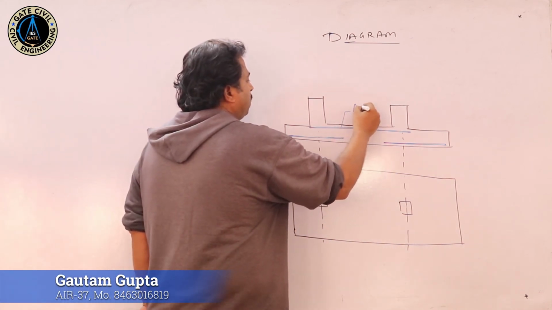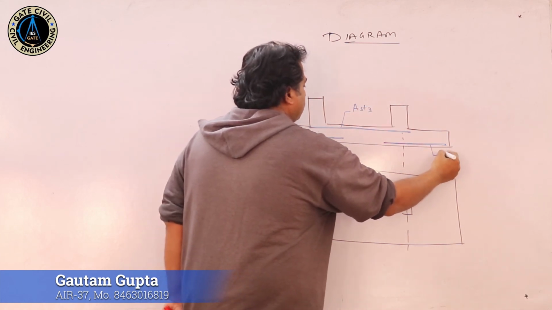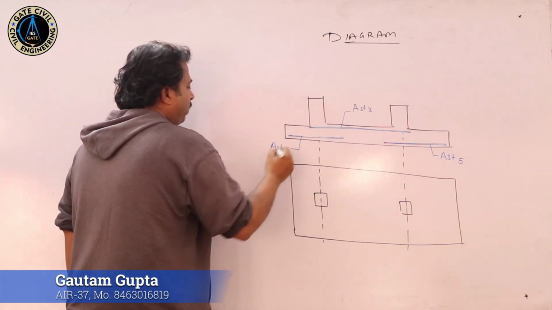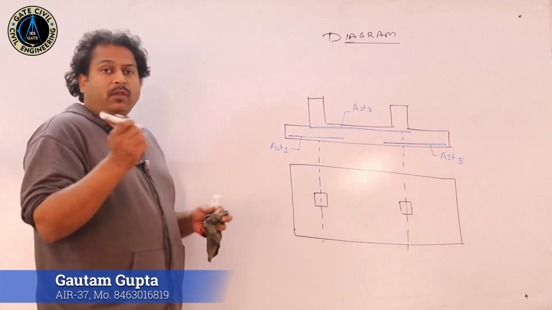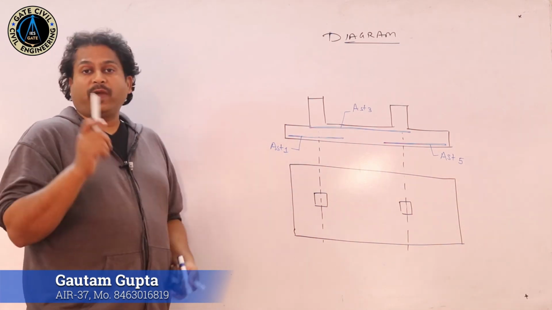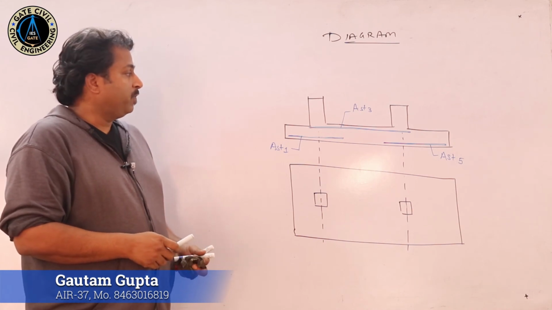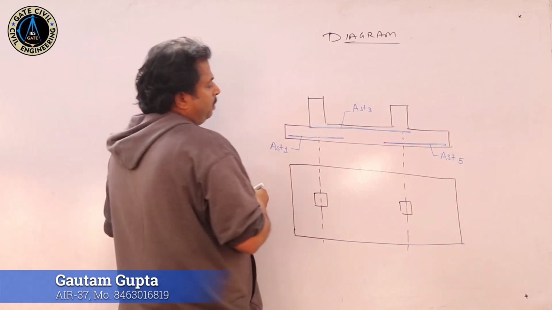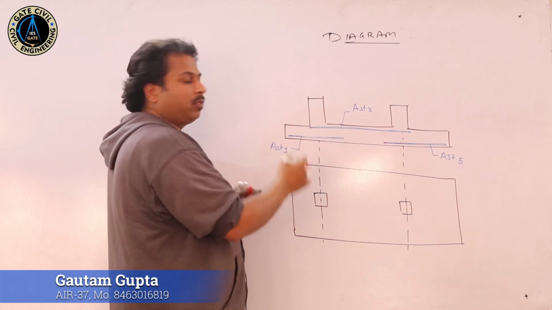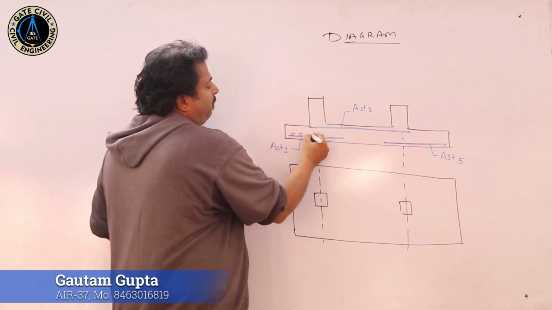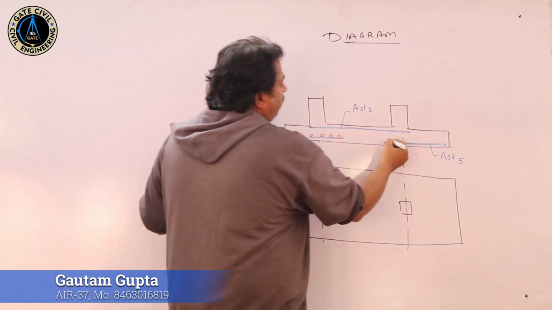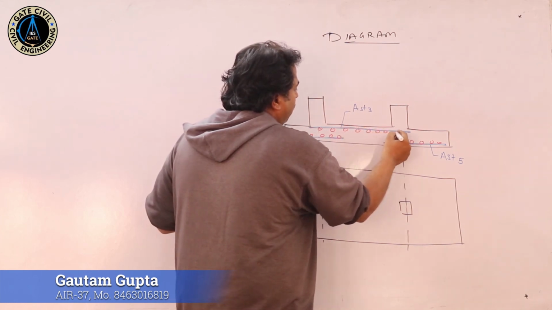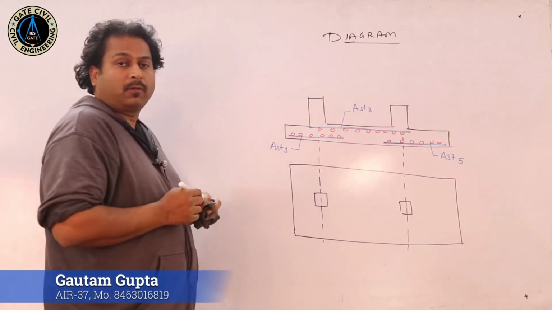So, representing it as AST3, AST5, and AST5. Friends, always remember that they should satisfy the minimum reinforcement criteria. Now, we are also providing the reinforcement for the transverse direction. So, for the transverse direction, the reinforcement is always provided on the inner faces. And when we see the front view, we will see that the transverse reinforcement will look like circles.